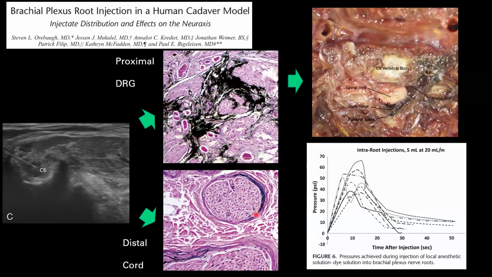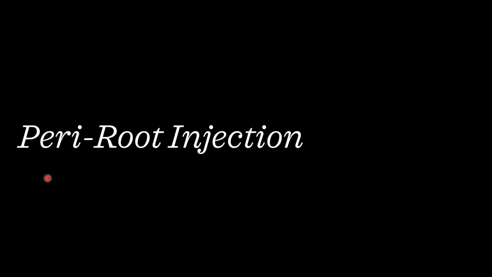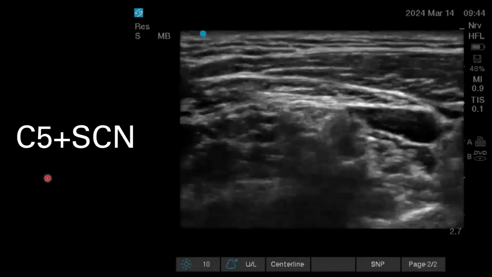So this was found at the level of the infraclavicular area, but at the same time they found very high injection pressure. It means that at no point of time should you inject inside the fascicle or inside the root. These are all monofascicular, and you have to be very careful in injections like these. But is a peri-root injection possible? So this is what we did.